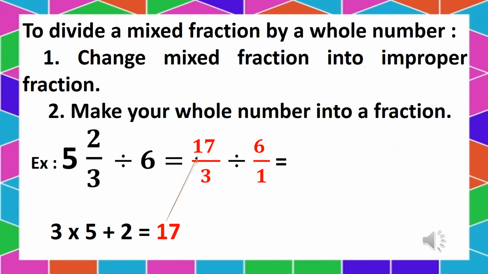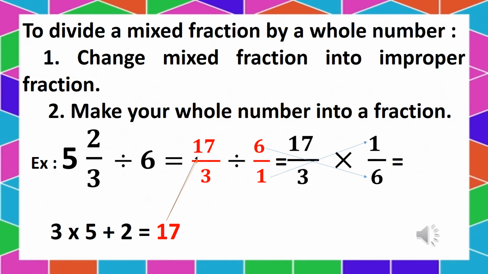We will copy the denominator of the mixed fraction. So the fraction will now be 17 over 3. Our divisor is a whole number, so according to the rule, make your whole number into a fraction. From 6, it will now become 6 over 1, because we apply the rule that all whole numbers will have a denominator of 1 if we change them into a fraction. So we were now able to perform the first step.